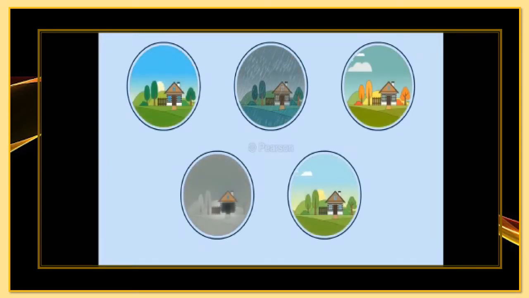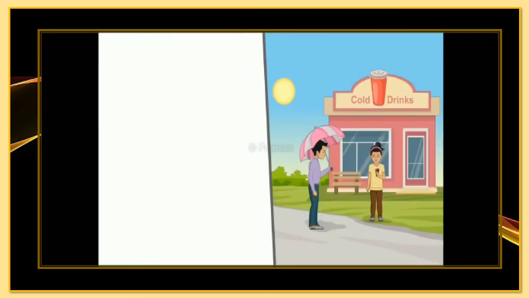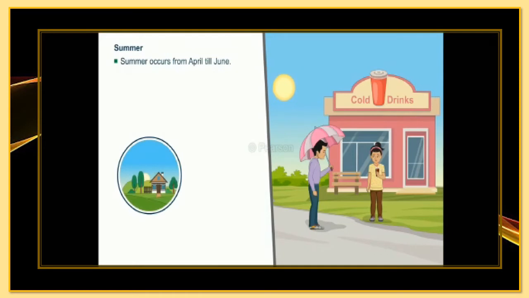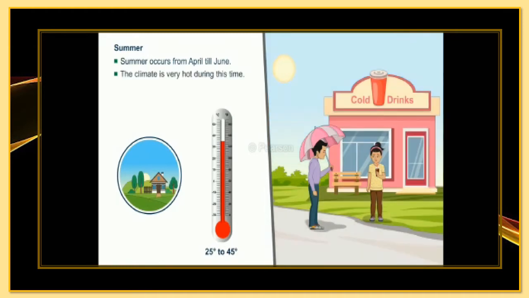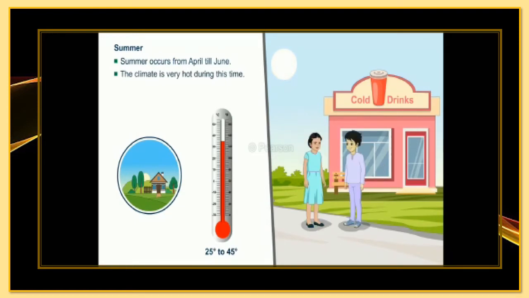Delhi experiences all the 5 seasons: summer, monsoon, autumn, winter, and spring. Let's discuss each season that Delhi experiences in detail. In Delhi, summer starts in April and goes till June. The average temperature in summer is between 25 degrees and 45 degrees. The climate is very hot during this time. People wear dresses made of light cotton material. In summer, hot winds called Lu blow across Delhi.